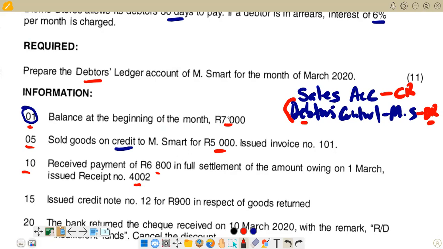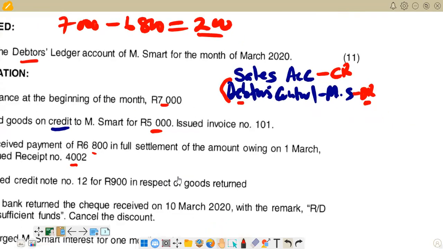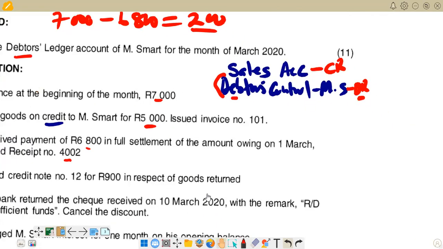So what does it mean? It means here we are saying 7,000 minus 6,800. There's a difference of 200. So what is this now? It means this is a discount allowed. This is discount allowed. So we can bring down the double entry that is there when there's that payment. So what we are going to do is we are going to have two double entries that are going to be there.